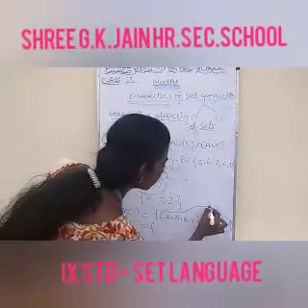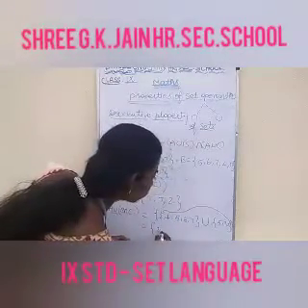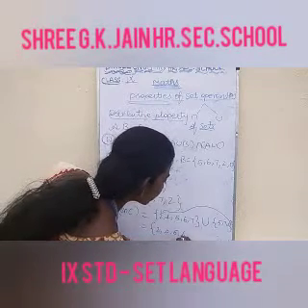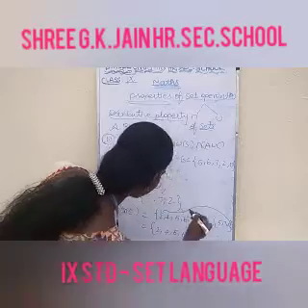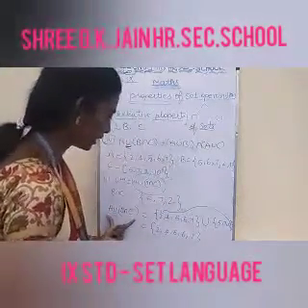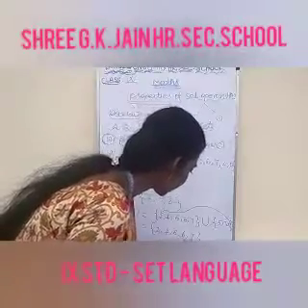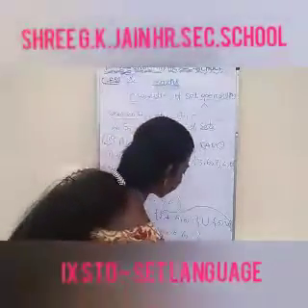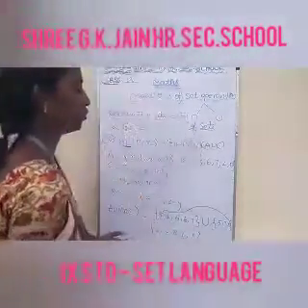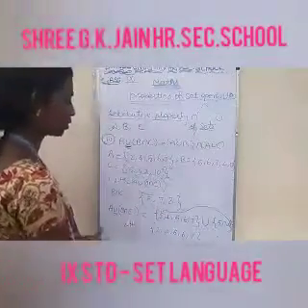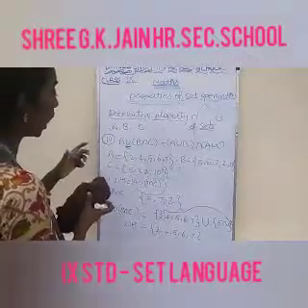Repeated elements are not considered. So we get 2, 4, 5, 6, 7. This is your A union (B intersection C). Again, 2, 4, 5, 6 and 7. This is your first equation of the distributive property, which means this is your LHS. Now we have to verify the RHS.